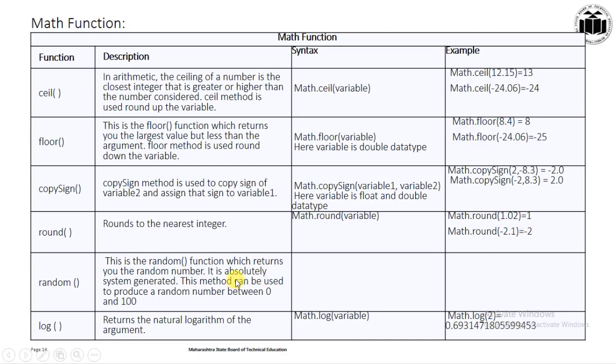Random is the random function which returns a random number. It is absolutely system generated. This method can be used to produce a random number between 0 and 100, so it can give any number between 0 and 100. Now log returns the natural logarithm of the argument. So log of 2 is 0.69.